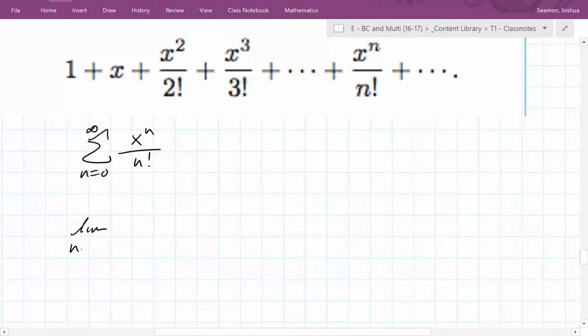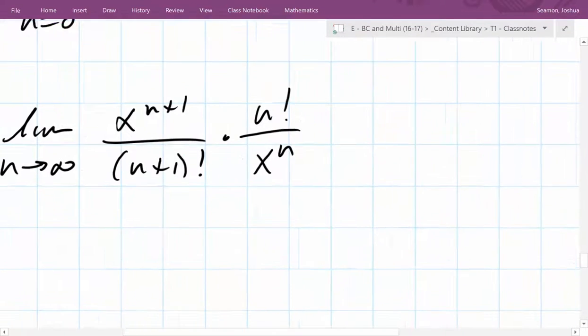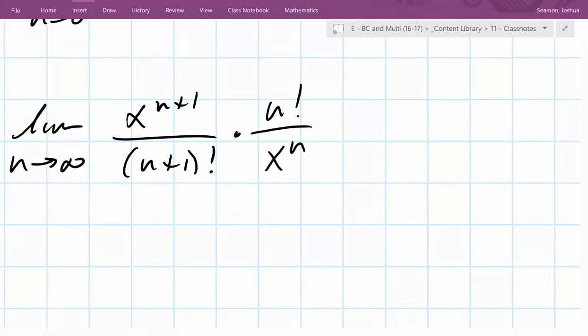It's going to be the limit as n goes to infinity of the next term, right? Are you with me so far? Divided by the current term. So what's the current term going to be? I'm flipping it over because you're dividing, right? Are you okay with that? Now we need to be very careful about what we cancel.